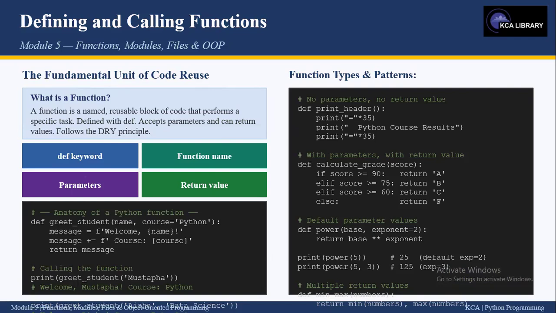def print_header(): print('=' * 35), print('Python course result'), print('=' * 35). def calculate_grade(score): if score >= 90, return A. If score >= 75, return B. If score >= 60, return C. Else, return F.